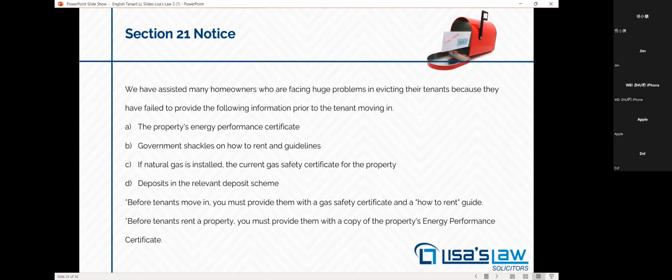So what is required in place before you can even issue a Section 21 notice? The landlord has to, prior to the tenant moving in, provide the tenant with the EPC, Energy Performance Certificate, the How to Rent guide, the gas installation certificate, and it's best to also have the electricity one, and the fourth one would be whether the deposit is in a deposit scheme. If the landlord failed to do the above four, it's unlikely that you can issue a Section 21 notice. You can correct it afterwards, but it has to be done before the Section 21 notice is served.